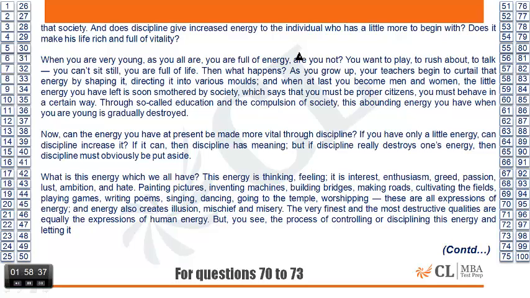What is the energy that we all have? So now he's explained what energy is. Energy is thinking, feeling. It is interest, enthusiasm, greed, passion, lust, ambition and hate. Painting pictures, inventing machines, building bridges, making roads, cultivating the fields, playing games, writing poems, singing, dancing, going to temple, worshipping. These are all expressions of energy. Energy also creates illusion, mischief and misery. The very finest and most destructive qualities are equally the expressions of human energy.